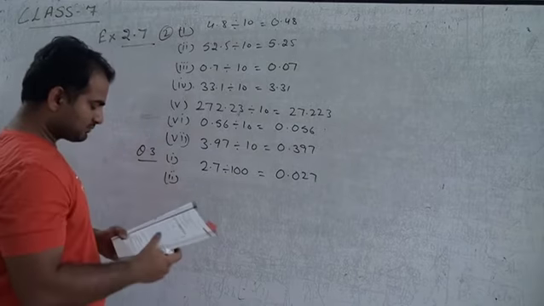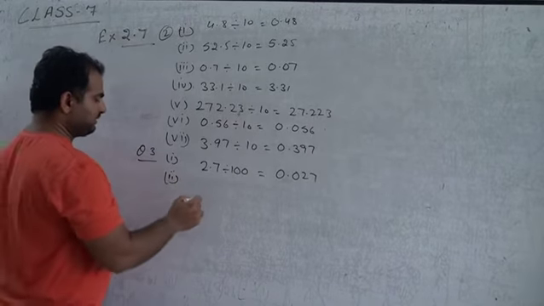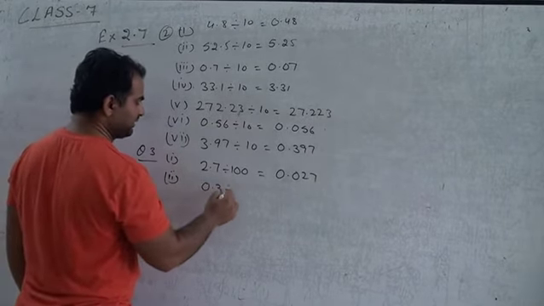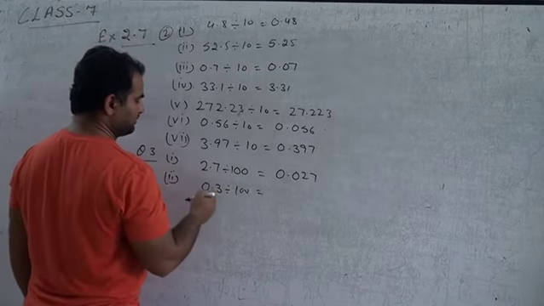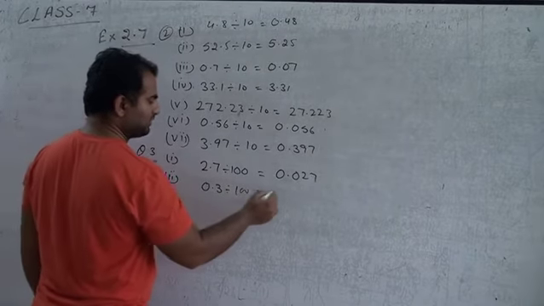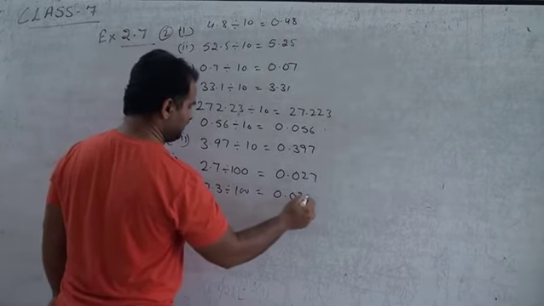Second is 0.3 divided by 100. So it will be like this, 1 and 2. 0.03.